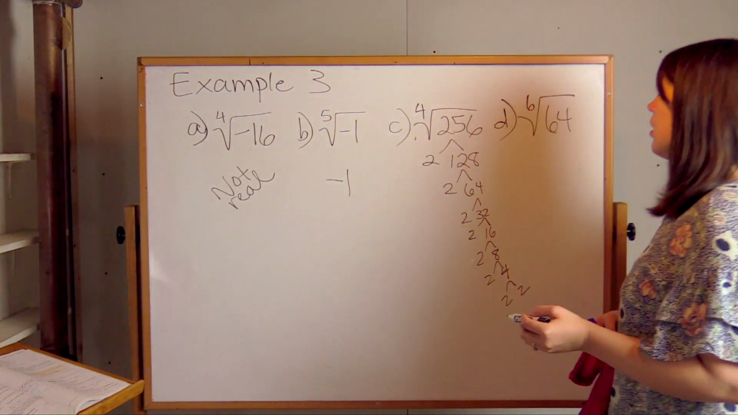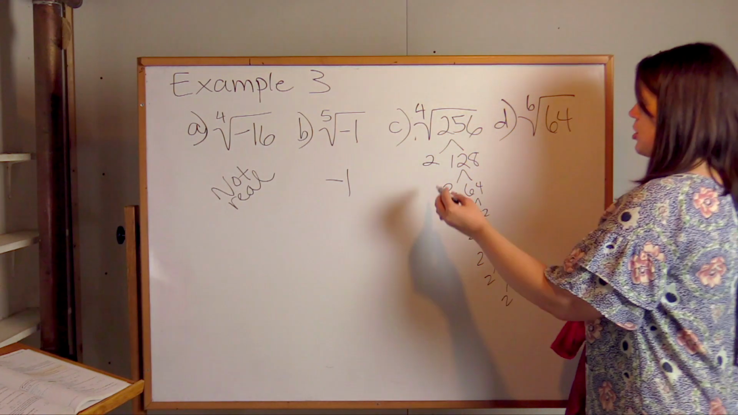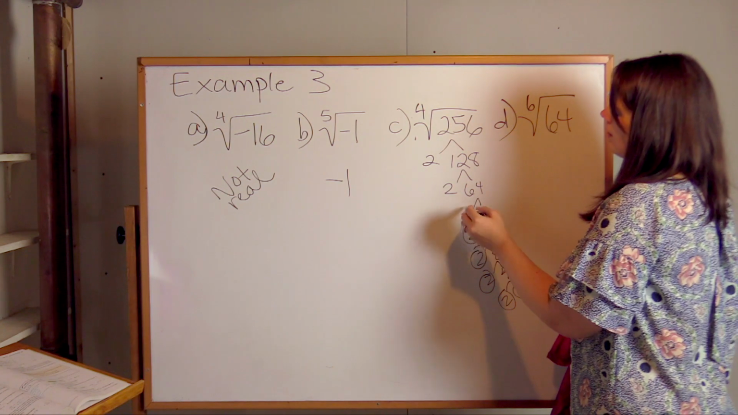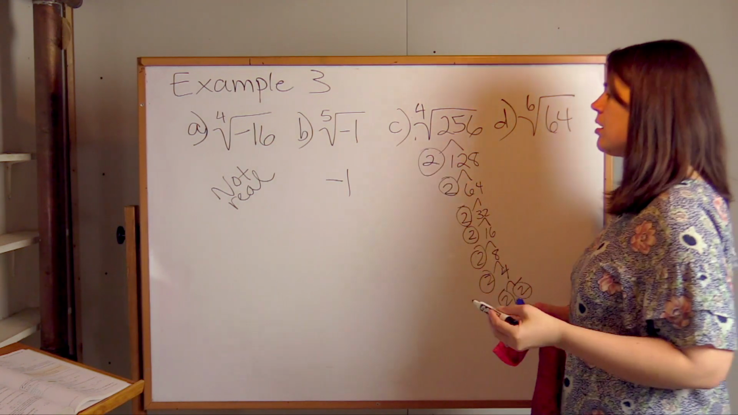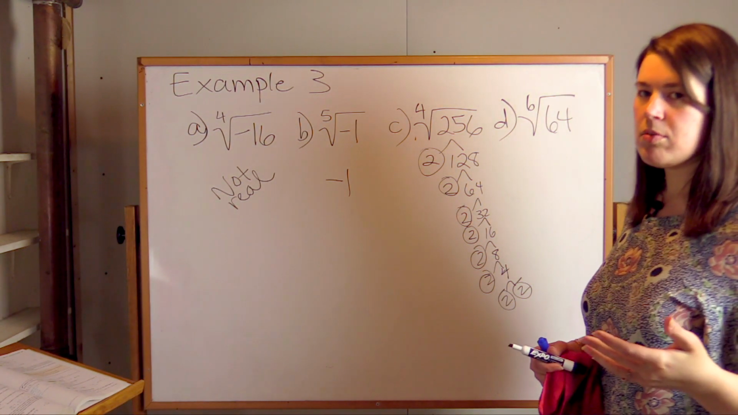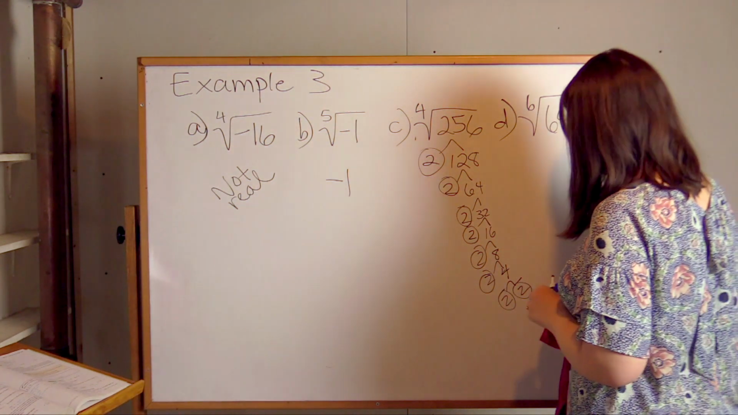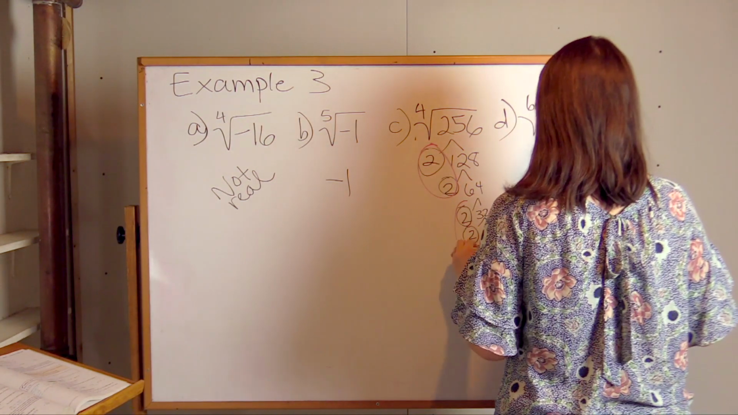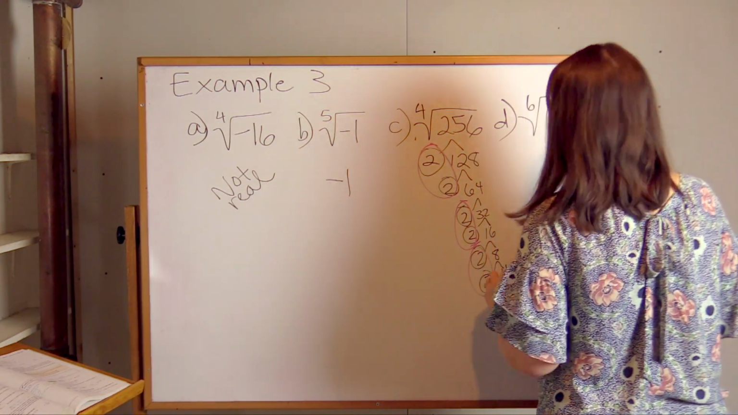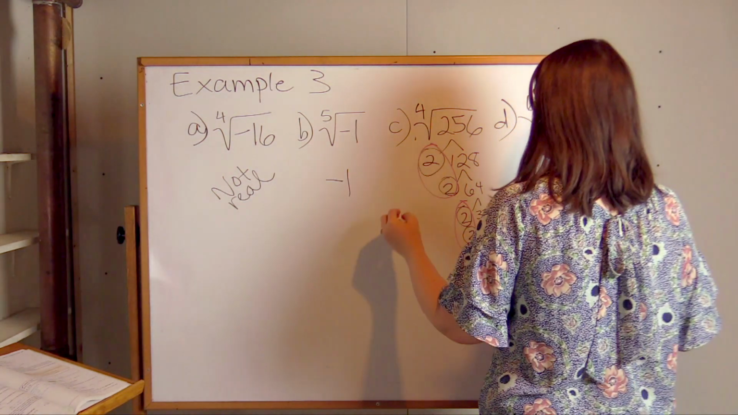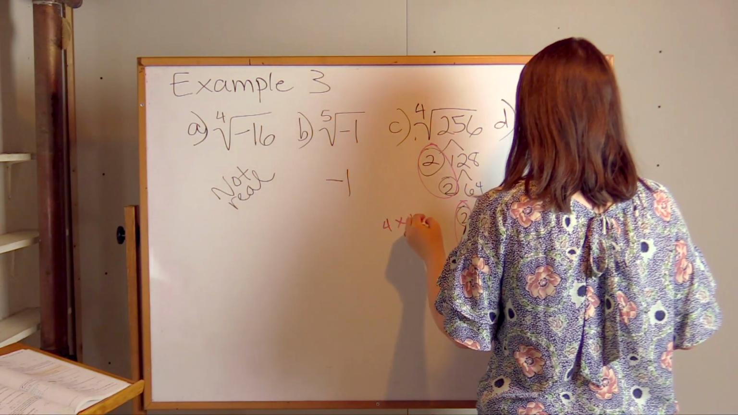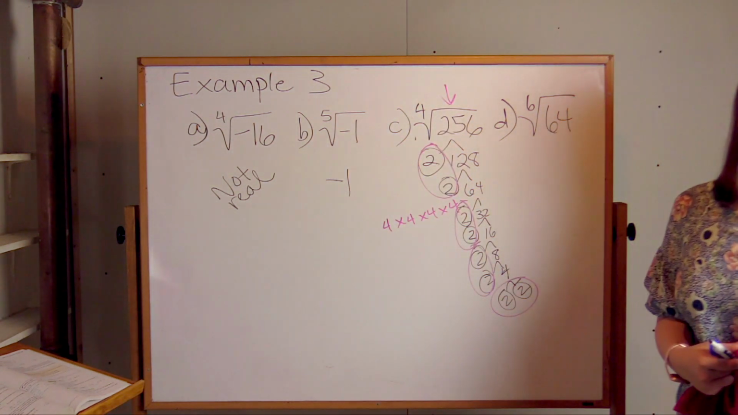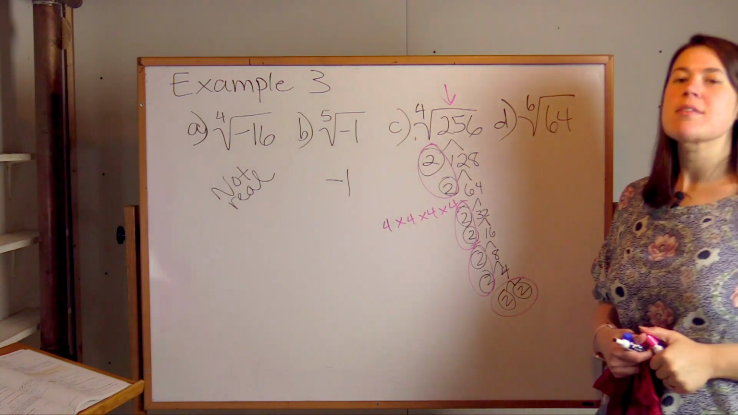Okay. So what I have now is a bunch of 2s. So what I'm going to do is count this up. I have 1, 2, 3, 4, 5, 6, 7, 8. So I have 8 2s. So if I were to actually combine 2 of those 2s together, 2 times 2 is 4. So 4 times 4 times 4 times 4 equals 256. So what is the fourth root of 256?